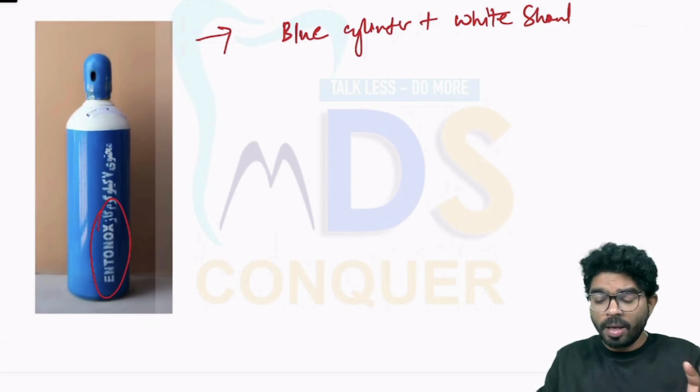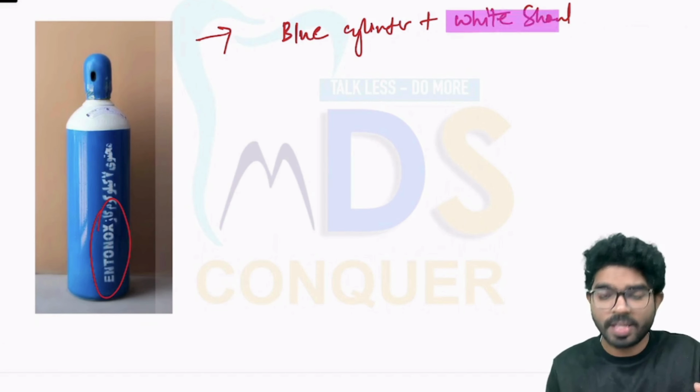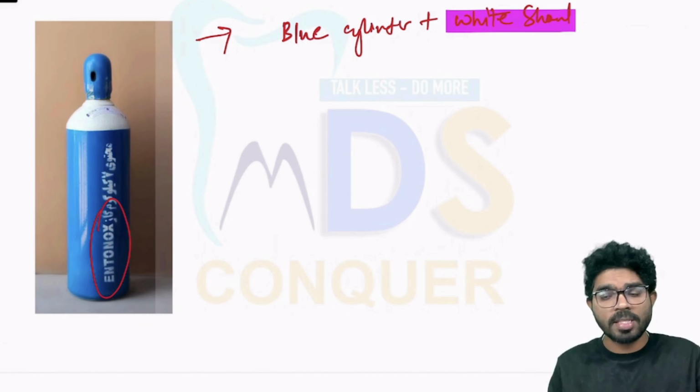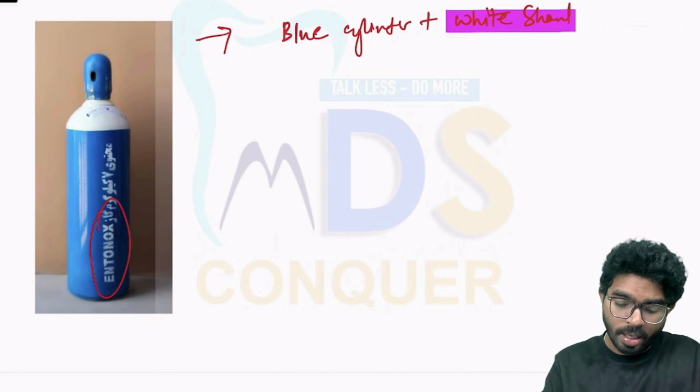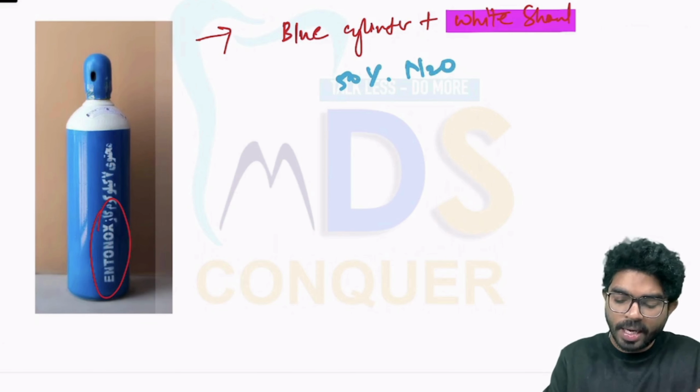Okay, you have a table. Whenever a cylinder is having a shoulder, the shoulder is always white. Entonox is blue plus white, a blue cylinder with a white shoulder, whereas nitrous oxide is a blue cylinder. Now what is entonox? Entonox is basically 50% nitrous oxide and 50% oxygen.